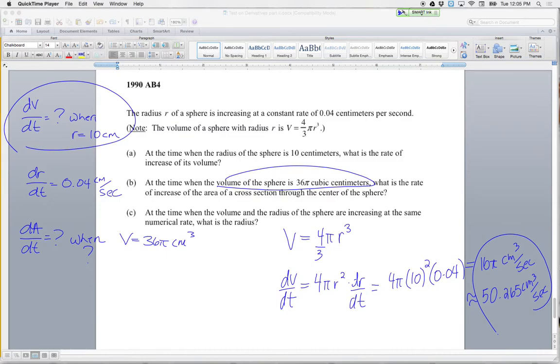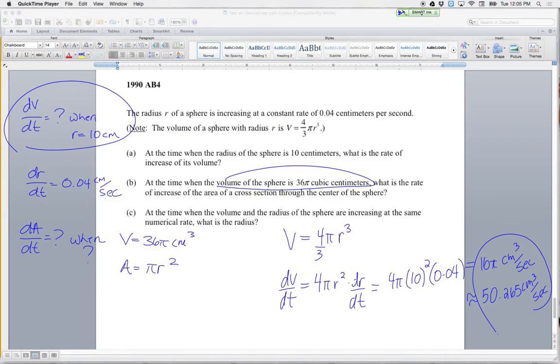So volume is equal to 36 pi cubic centimeters, and I want to find dA/dt. Now, go back. What are they talking about? Area of a cross-section through the center of a sphere. If you think about a sphere, take one slice through the center, the shape is going to be a circle. So we're talking about the area of a circle. What's the formula for the area of a circle? Area is equal to pi r squared.